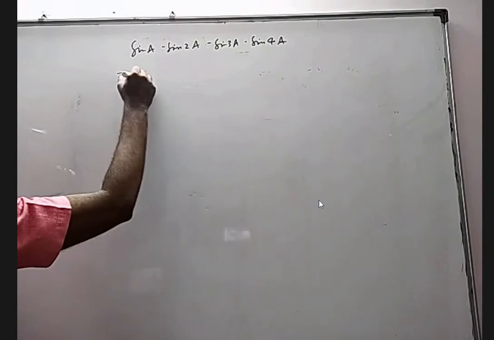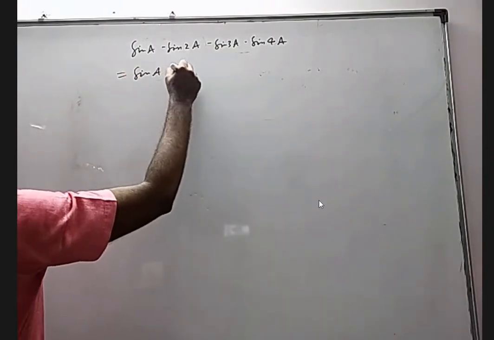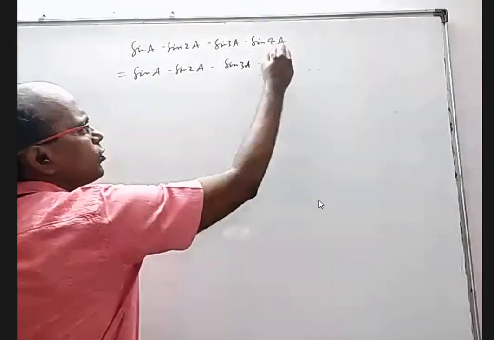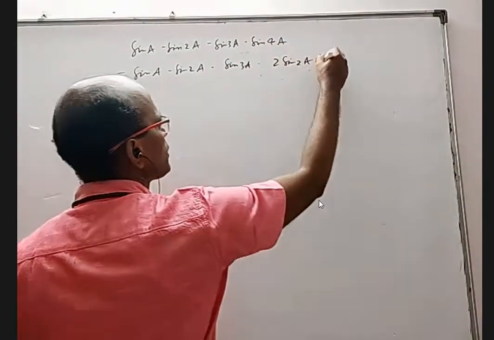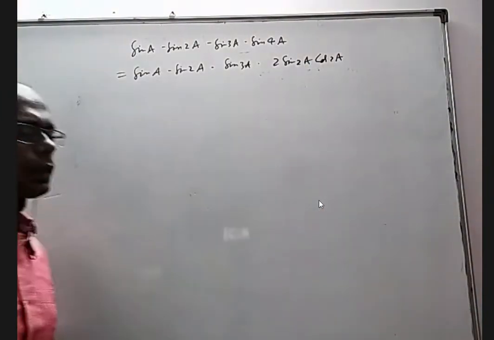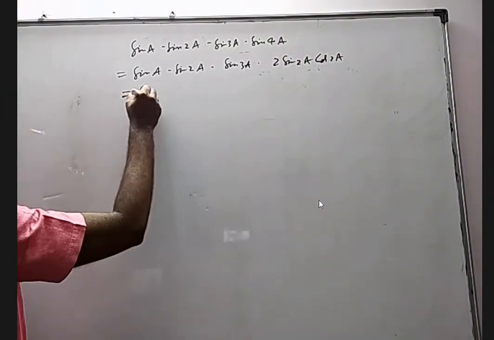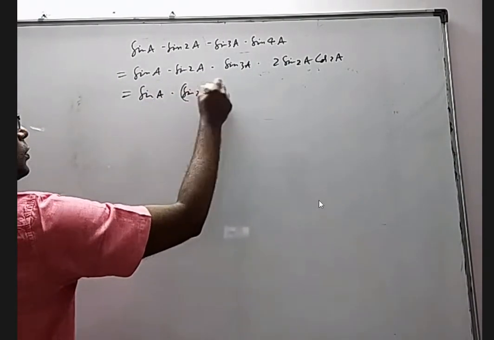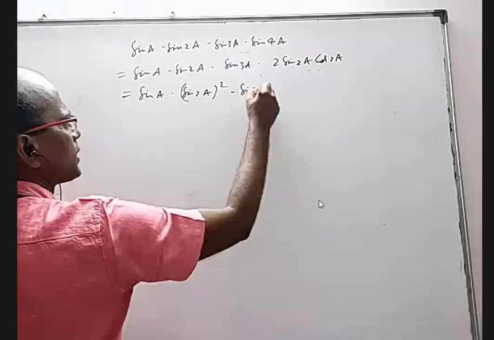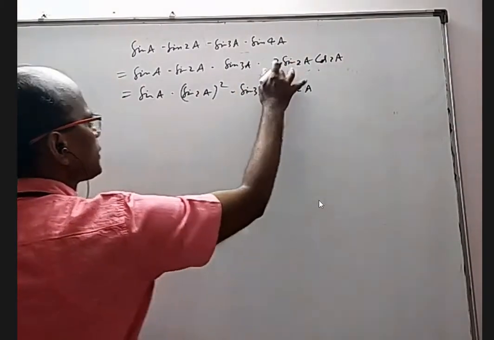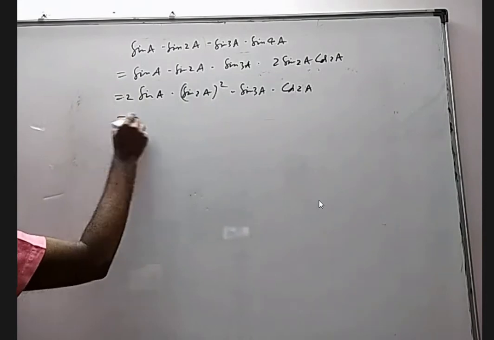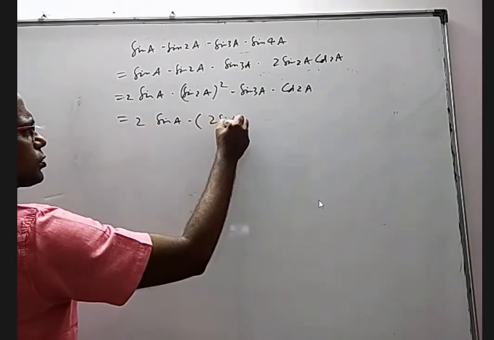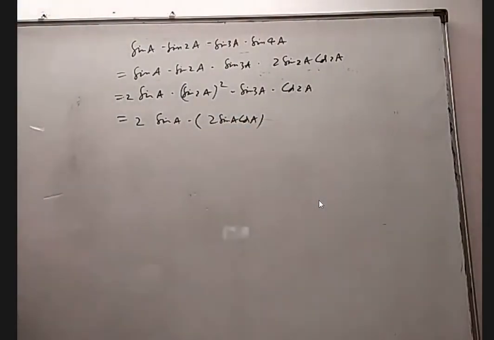How is that? This is sin A. Sin 2A I'll write later. Sin 3A. Sin 4A I can write as 2 sin 2A cos 2A. Now this is sin A. This and this together is sin 2A whole square. This is sin 3A. This is cos 2A. And there is a 2, I can bring it here. 2 into sin A. I can write sin 2A as 2 sin A cos A, whole square.